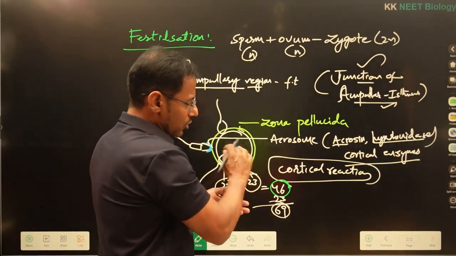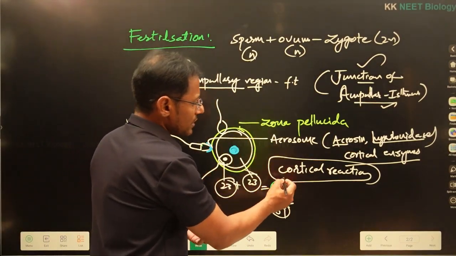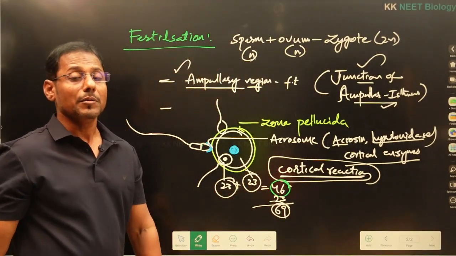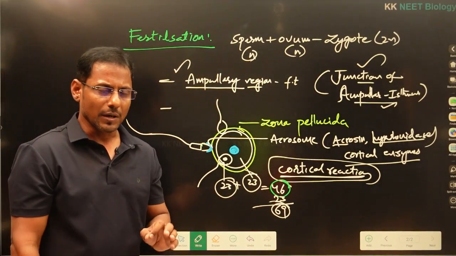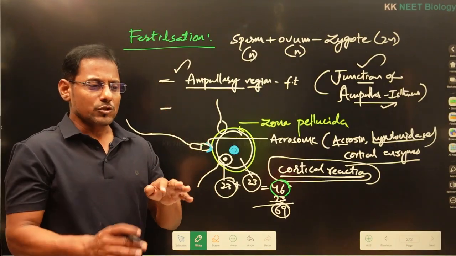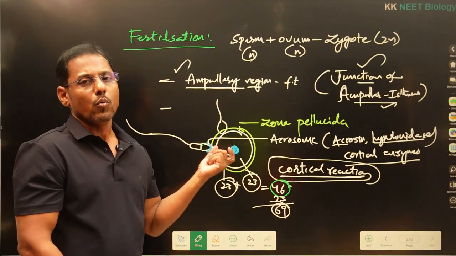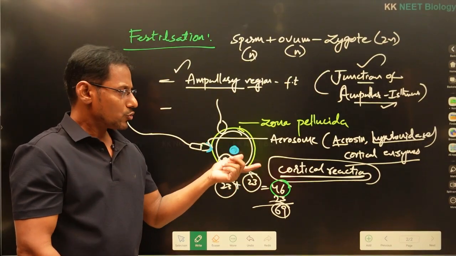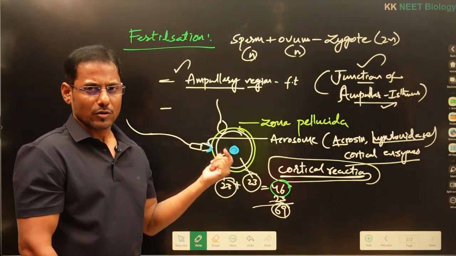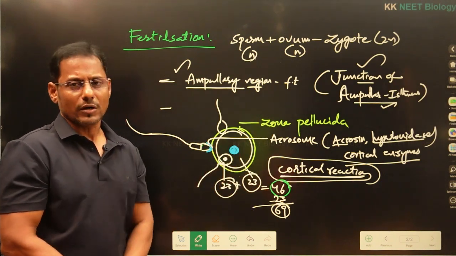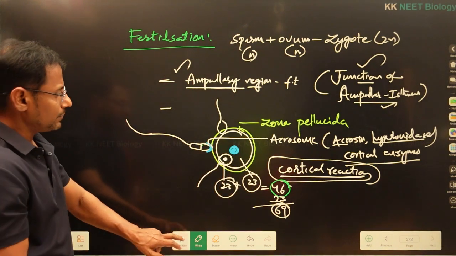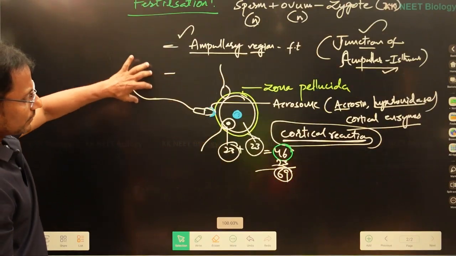This particular process, this particular reaction, is known as the cortical reaction. Remember this word: the cortical reaction is nothing but blocking other sperms from entering the ovum, through some chemical changes that take place around the ovum. So this is known as the cortical reaction. Remember this one, okay? And what happens here?